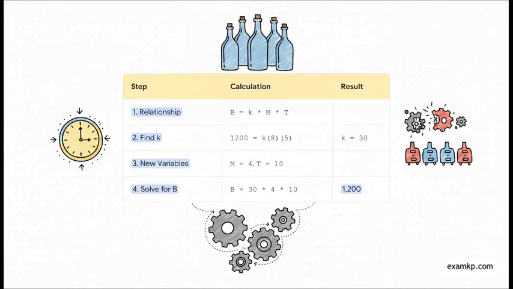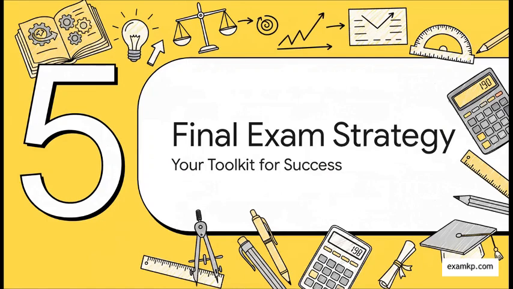Simple. We use the initial data to find our constant, our factory's efficiency rate, you could call it, and that turns out to be K equals 30. Now for the second part. You've got to be careful here. 4 machines break down, so we're left with only 4, but the time is now 10 hours. So we plug these new numbers into our formula and we get 1,200 bottles. Hold on a second. That's the same amount. Isn't that interesting? It just goes to show you that even with half the machines, doubling the working time balanced it out perfectly.